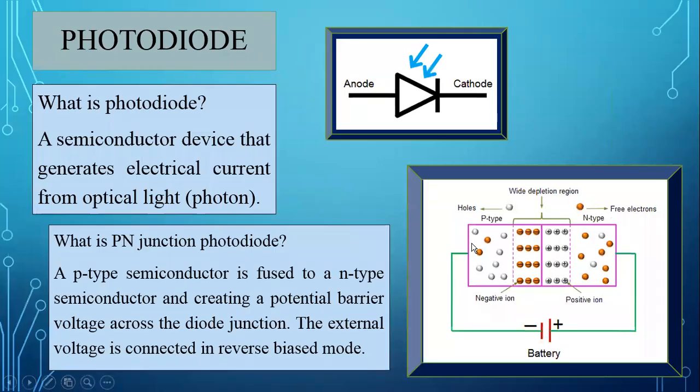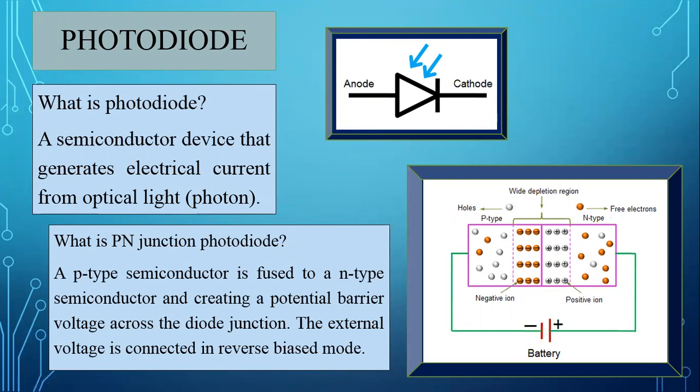Okay, first of all, what is a photodiode? A photodiode is a semiconductor device that generates electrical current from optical light, or what we call photons. And here is the symbol for the photodiode that normally all of us use.